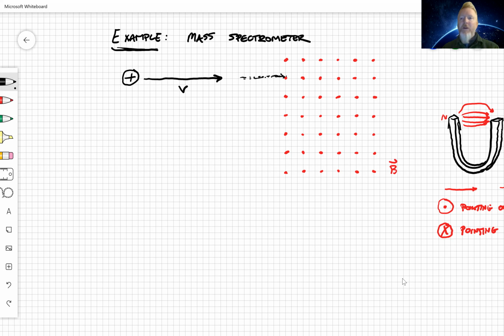Okay, and so we're going to practice our V cross B. All right, so V cross B is in which direction? Because it turns out that the force on the charged particle is going to be in that direction. So V cross B is in what direction? Take a minute now and see if you can figure this out.